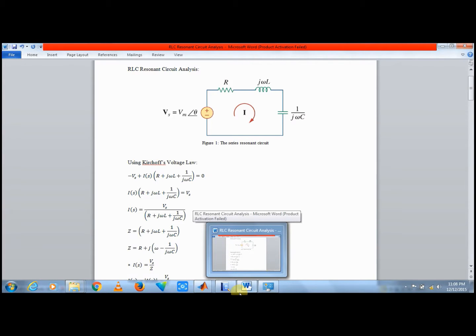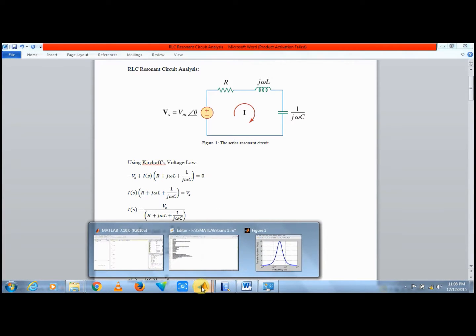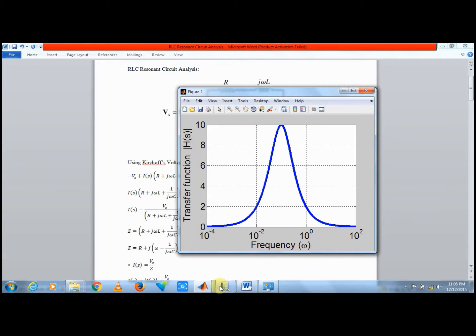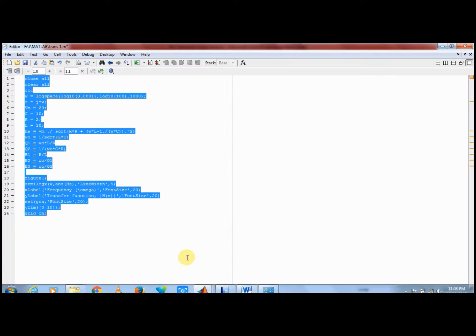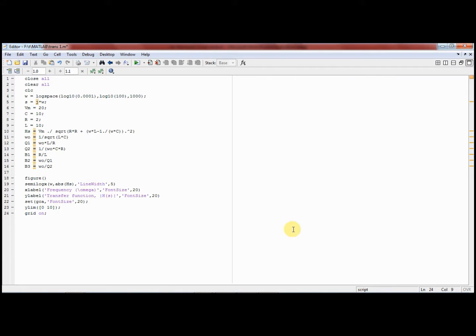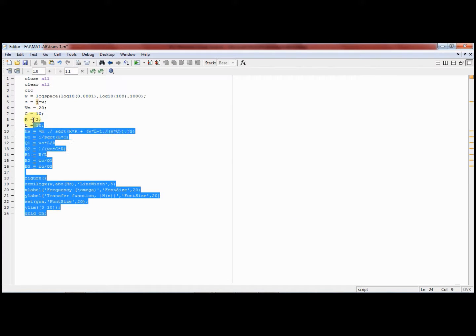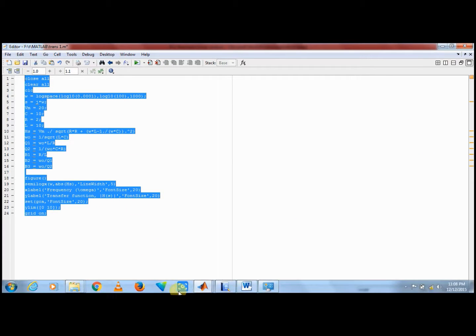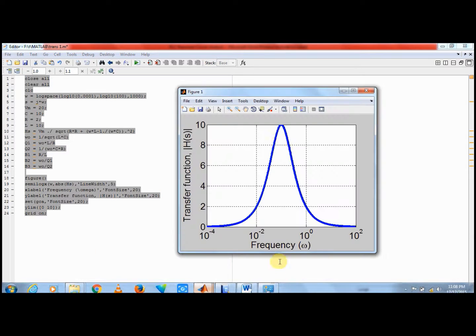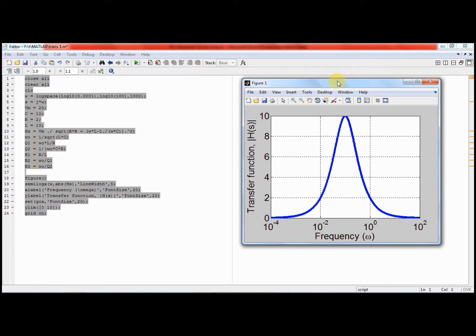So let's have a look. Let's take a look here at how you get this. Okay, this is MATLAB, and this is the script that we've made to get this kind of graph, where for the y-axis we have the transfer function, which is H of f, and for the x-axis we have frequency, which is omega.